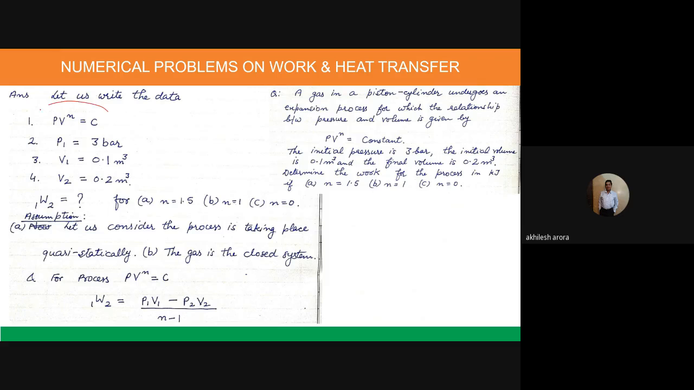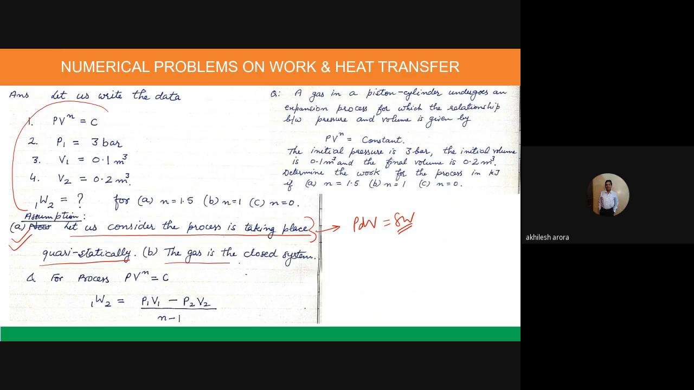So once again, same data. Now there are certain assumptions. So what are the assumptions? Let us consider the process is taking place quasi-statically. That means it's a very slow process. It is a reversible process. Only then can we use the relationship P dV for work transfer. Otherwise, we won't be able to use it.